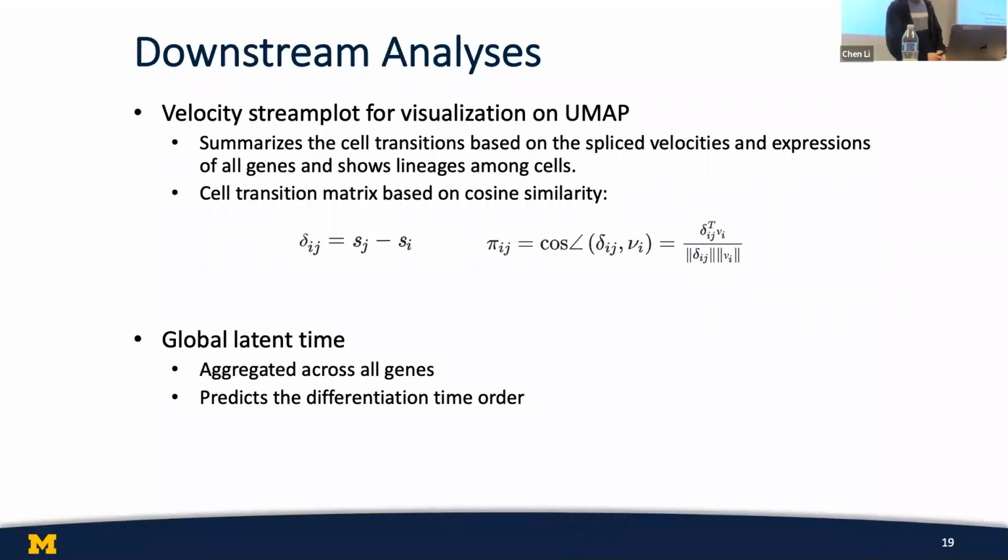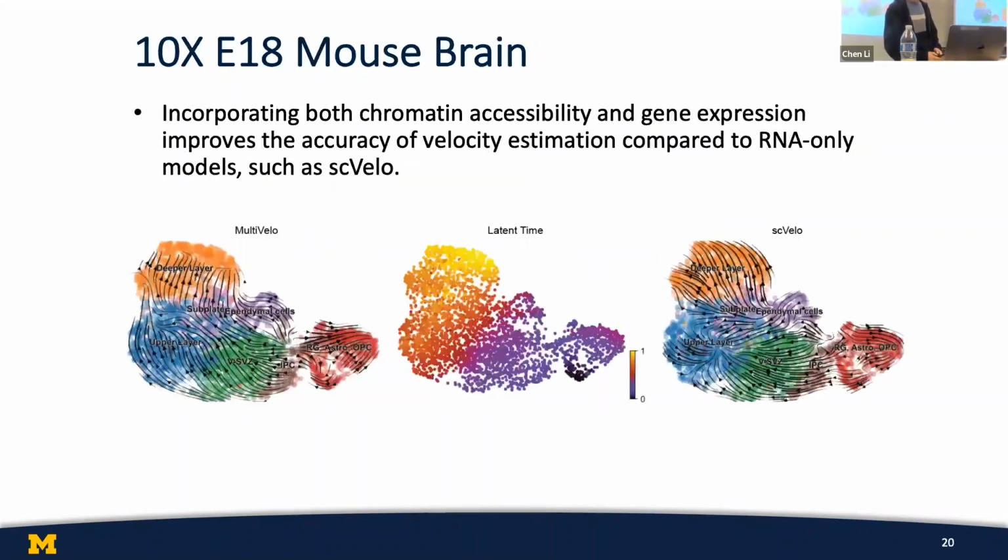Another important analysis is the global latent time. When we fit each gene separately, we get a time for each cell for each gene. But in the end, we want to see a global trend of all the genes, so that we can tell the differentiation relationship among those cells across all the genes. I will show the actual examples right now.